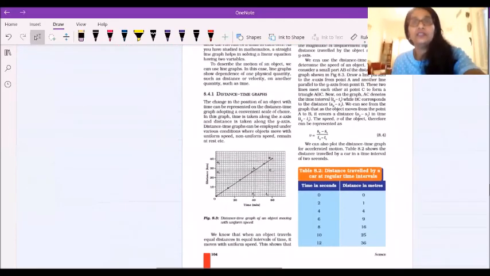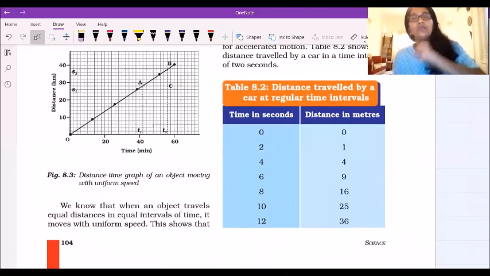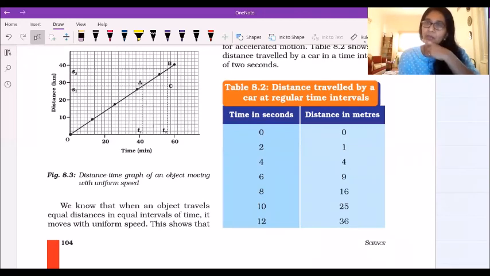Look, this is the portion given in your textbook. There is a table for a distance time graph. If you want, you can plot it on a graph, and it is always better. Normally we don't do that, but now you have time, so take a graph paper. You have some data given here on page number 104. Use the data, plot a graph and try to find out. That will be good and you will get a better understanding of the things.